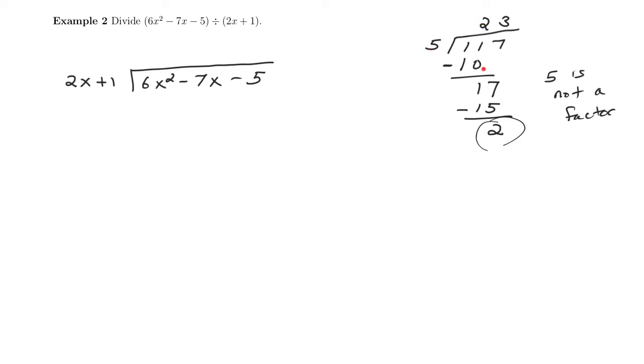11 as we could. So, okay, using that logic, I have a 6x squared, and I'm multiplying 2x plus 1 to get as close to it as possible. To do that, I'm going to multiply 2x by 3x. The reason is 2x times 3x is 6x squared. And I'm going to write that above the x's.